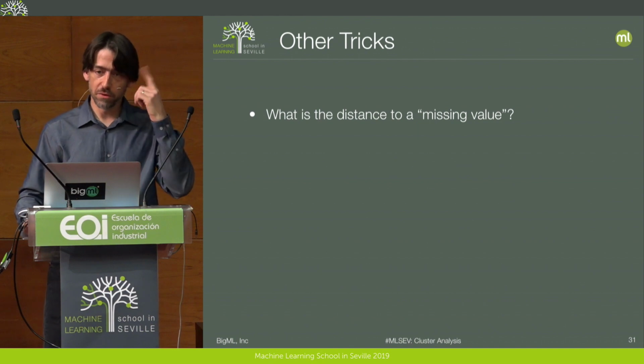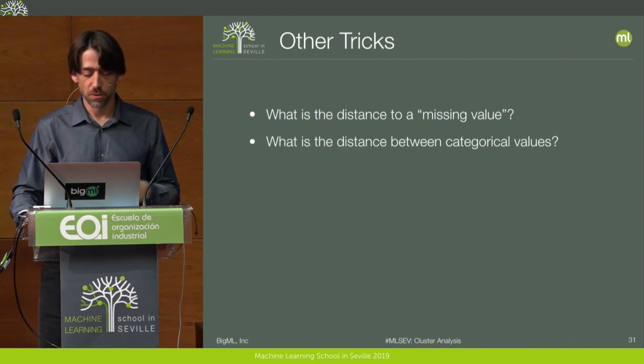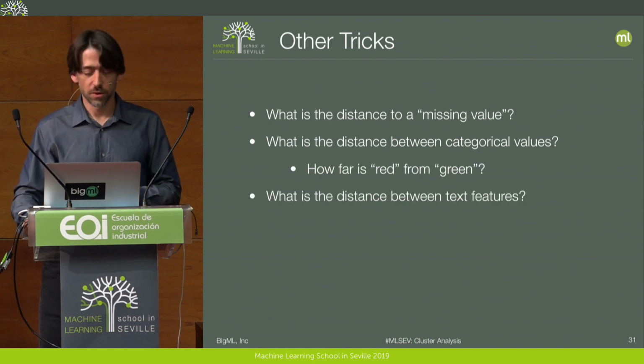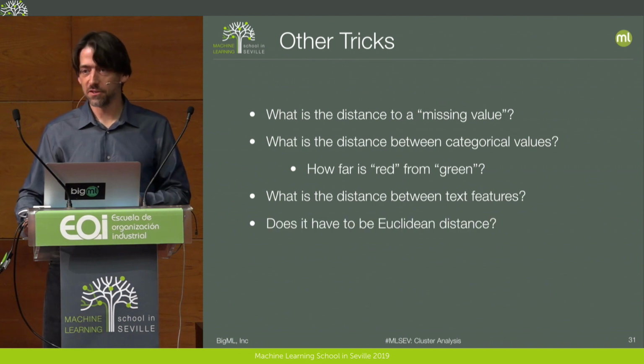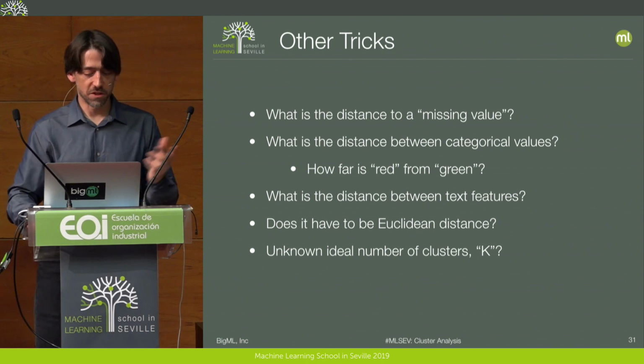You could think about other things that we do for you. What is the distance to a missing value? What is the distance between categorical values? How far is it from a red to a green? What is the distance between text features? Does it have to be a Euclidean distance? So far, we've just been thinking about distances. And what is the ideal number of clusters?